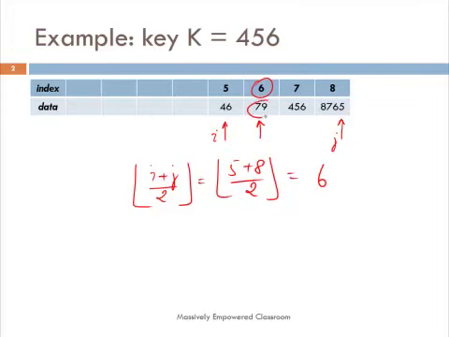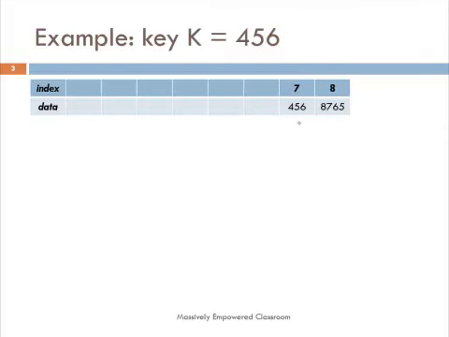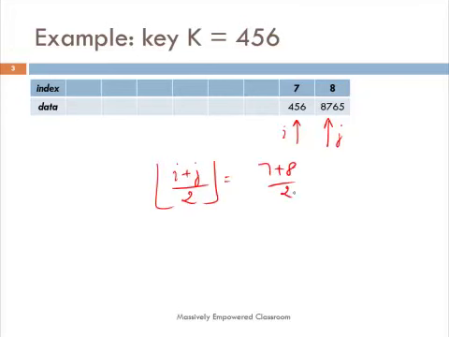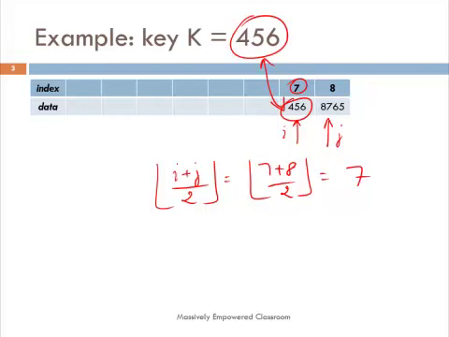So we compare the element at the midpoint, 79, with 456. Again the data element is smaller than the key, so the key cannot be present in this part of the array. In my next attempt, we are left with only these two elements. i is pointing to the 7th element, j to the 8th element. Again we compute (i plus j) by 2, floor of that. So 7 plus 8 by 2, floor is just 7. So the midpoint is 7 itself. I compare these two elements, they happen to be equal, so the answer is 7. So we just return 7.